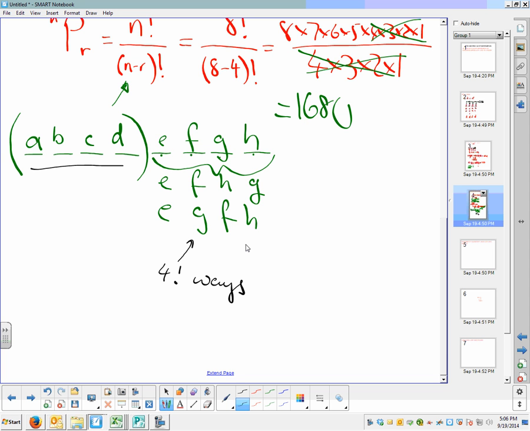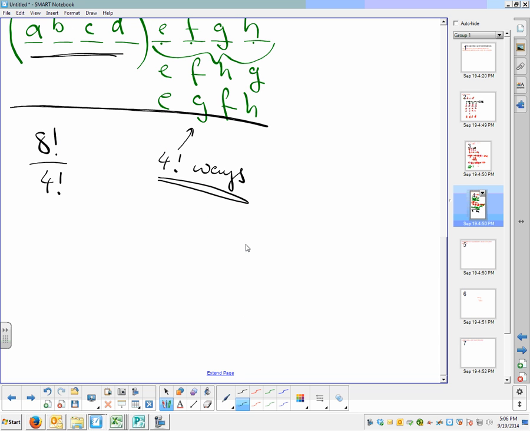So that's why it becomes 8 factorial over 4 factorial. Because 8 factorial would be if we were arranging all 8 letters, but I'm only interested in the first 4, so I have to divide by the 4 factorial that's left. If we had 6 letters and I was making a 4-letter word, it'd be 6 factorial over 2 factorial.